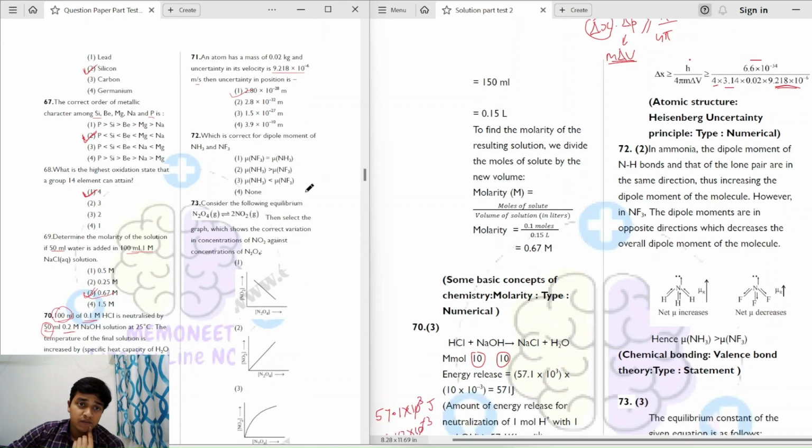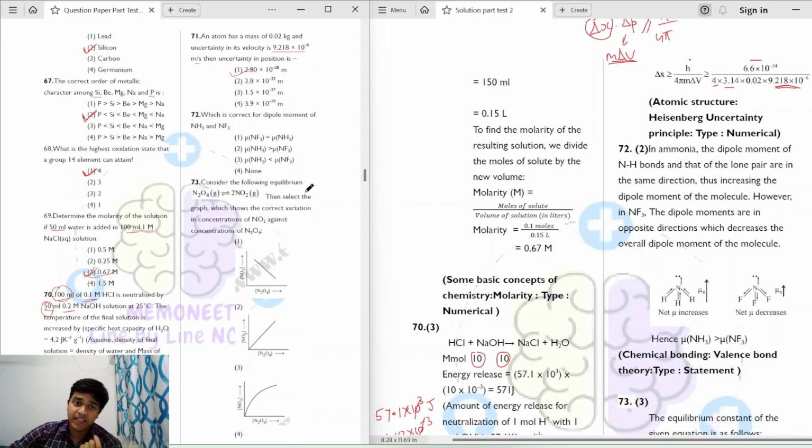The question says, which is correct for dipole moment of NH3 and NF3? Okay. So we have the structures of NH3 and NF3. So we have to find out the net dipole moments of NH3 and NF3. So the relation between them.